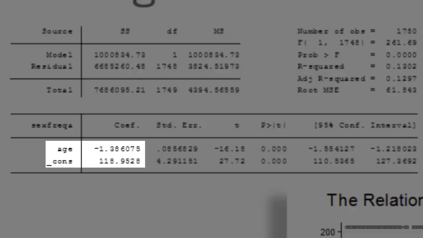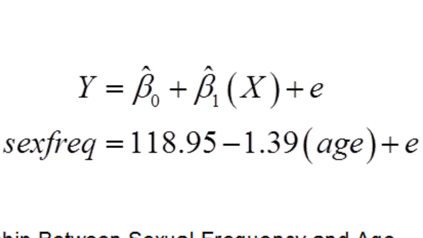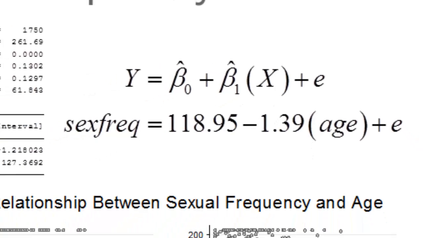But those two values, the minus 1.38 and the 118.95, are my slope coefficient, my regression coefficient, and my intercept. That is my beta hat sub 0 and my beta hat sub 1, or my A and my B. And I can take those values and plug them into my model, which I'm showing over on the right, and then I could also use that to make predictions about average sexual frequency. We can see here that for every year that a person ages, there's an average decrease in sexual frequency of 1.39 times per year. That's my slope coefficient. It's negative, so I get direction, and I get a magnitude, in this case measured in sexual frequency per year.